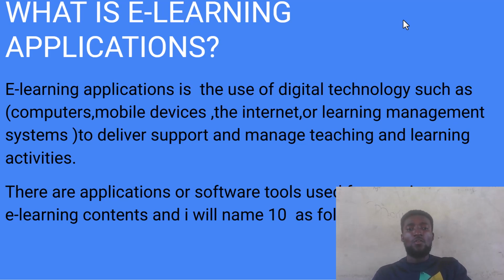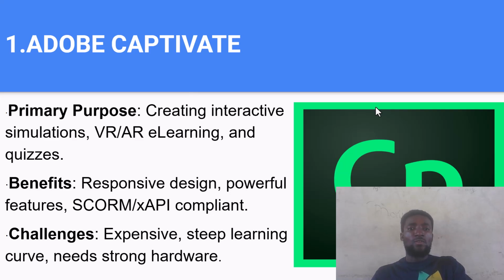There are applications or software tools used for creating e-learning content, and I will name them as follows. To begin, we will start with Adobe Captivate. The primary purpose of using Adobe Captivate is creating interactive simulations, VR or AR e-learning, and quizzes. The benefits are responsive design, PowerPoint features, and SCORM and xAPI compliance. It faces challenges such as it's expensive, has a steep learning curve, and needs strong hardware. So if you don't have strong hardware, you can't use Adobe Captivate.